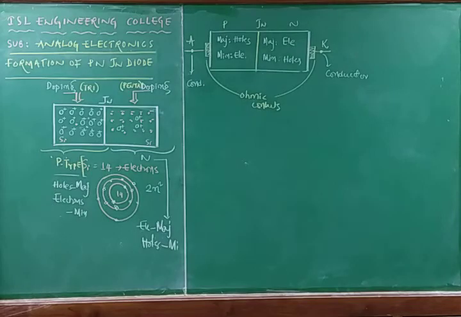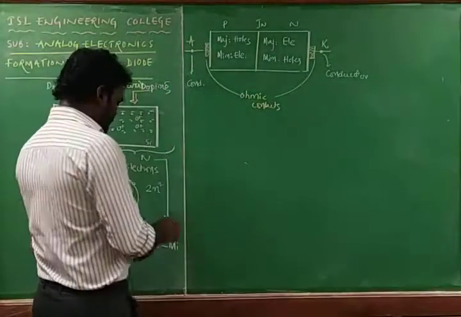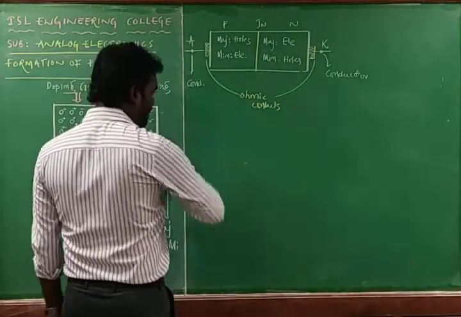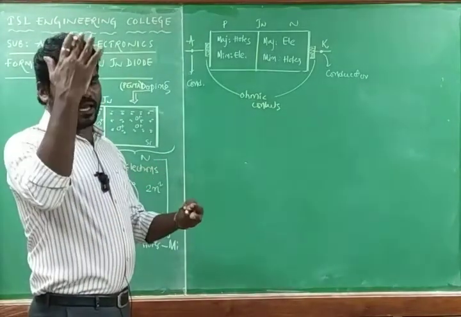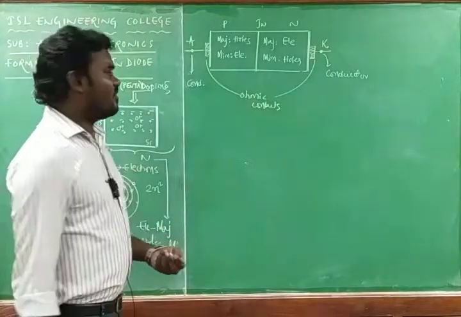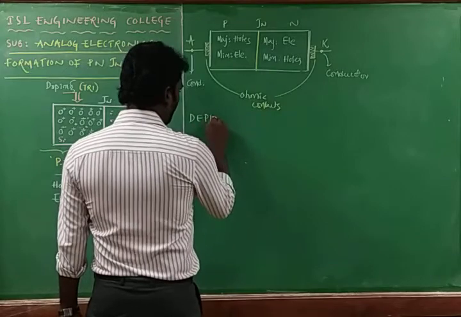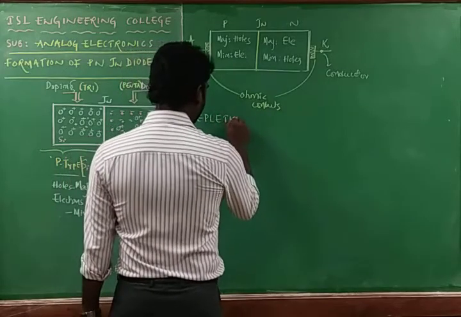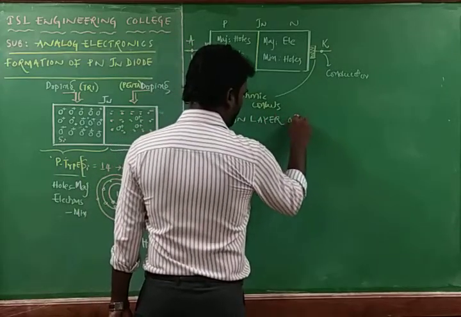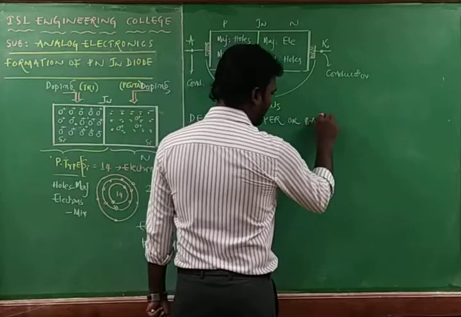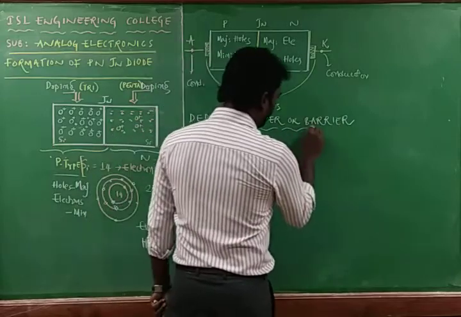Now I am going to discuss another important topic in consequence to this particular PN junction diode formation. Whenever we are forming the PN junction, what exactly is going to happen across the junction, we must study. That is the concept of depletion layer. This is very, very important. Depletion layer is also called as barrier. This depletion layer definition is very, very important from the examination point of view.